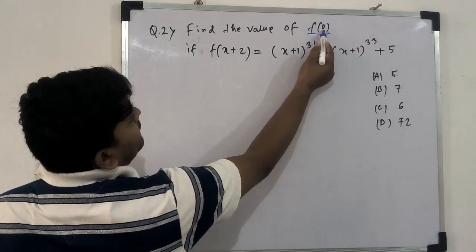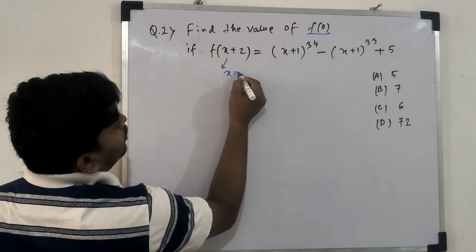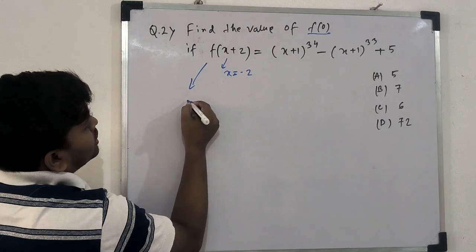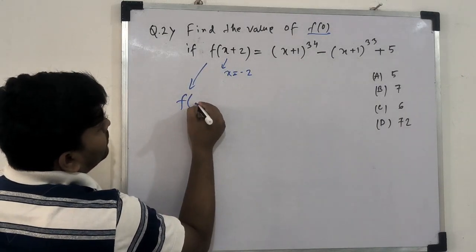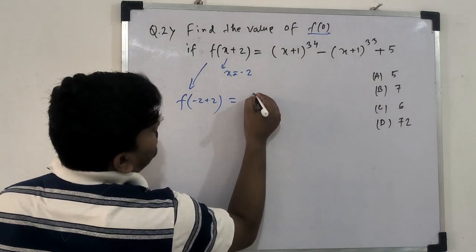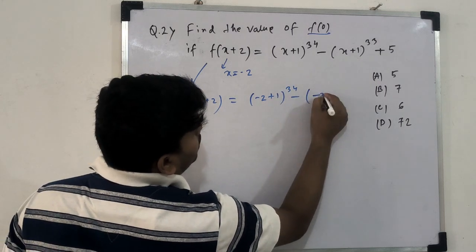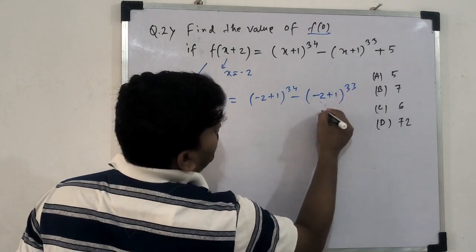So to make f(0), we have to put x = -2. If you put x = -2, we get f(0). So put x = -2 in this equation, we get f(-2 + 2). So this is (-2 + 1)^34 minus (-2 + 1)^33 plus 5.